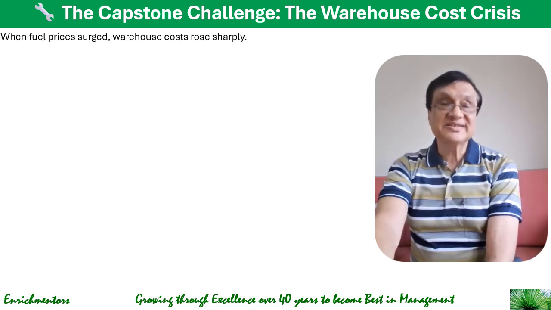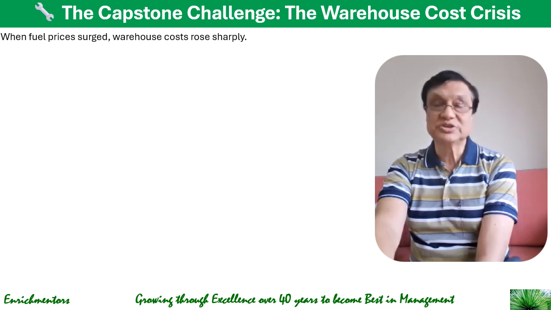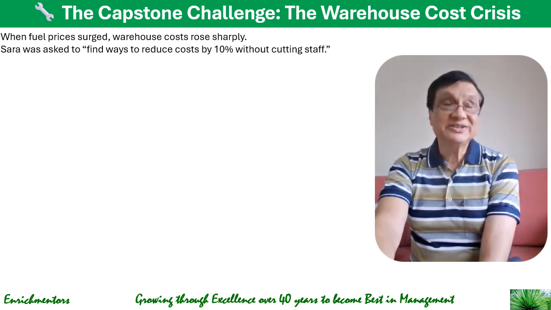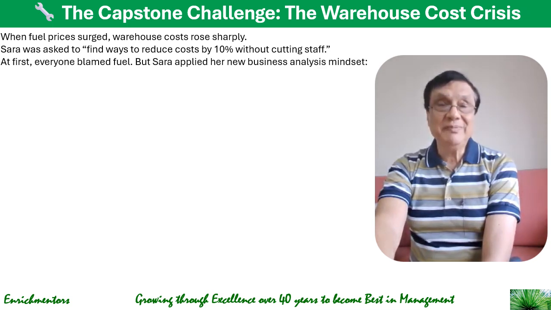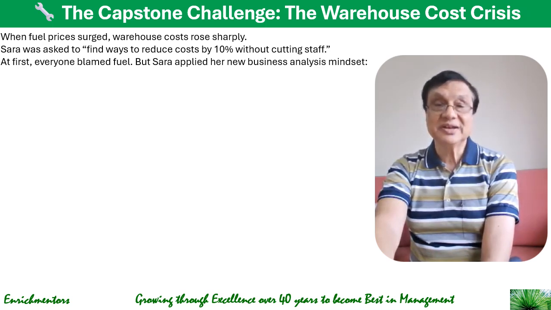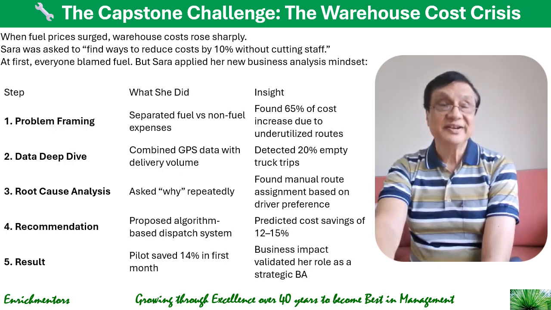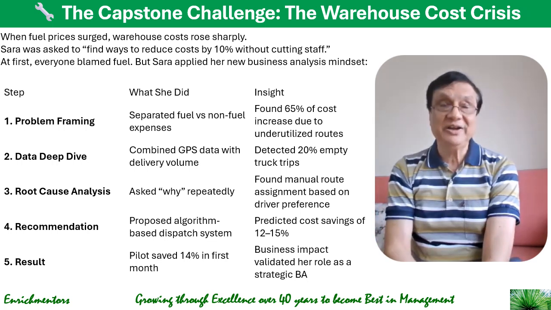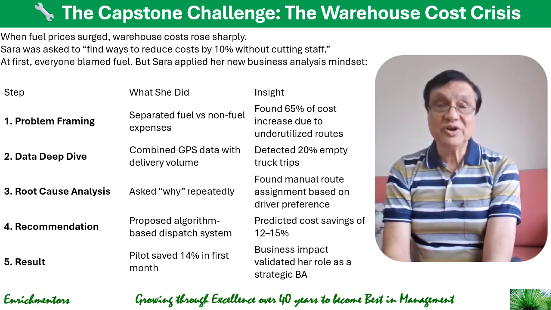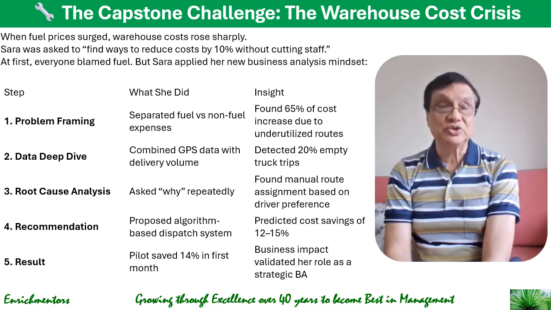When fuel prices surged, warehouse costs rose sharply. Sarah was asked to find ways to reduce costs by 10% without cutting staff. At first, everyone blamed fuel costs, right? It was obvious as the sky. But Sarah applied her new business analysis mindset. In framing the problem, she separated fuel versus non-fuel expenses and found that 65% of the cost increase was due to underutilized routes.